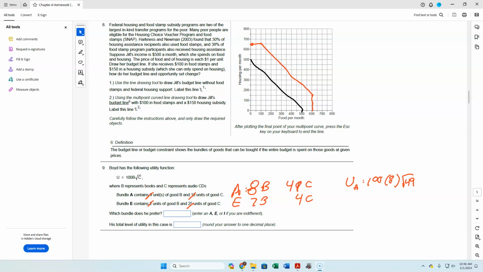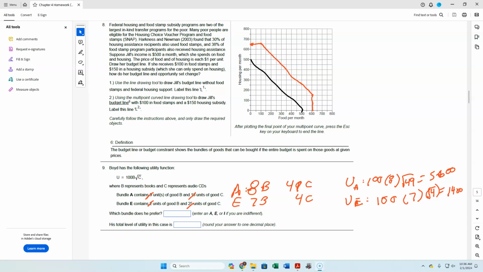So that would be 5,600. And for E, that would be 100 times 7 times the square root of 4, which is 2, obviously. And it gets me 1,400.